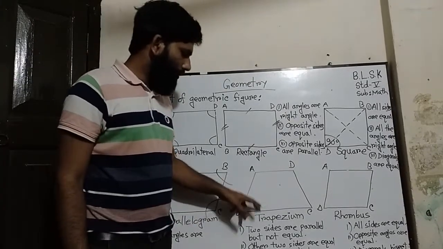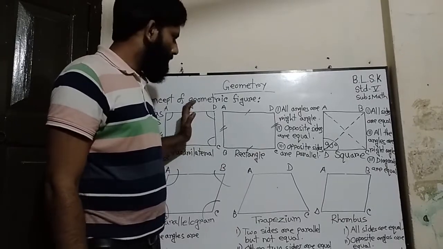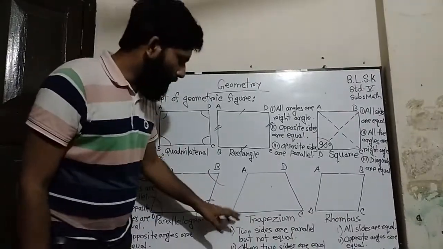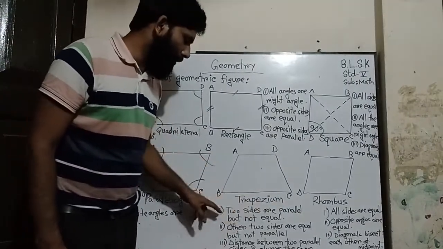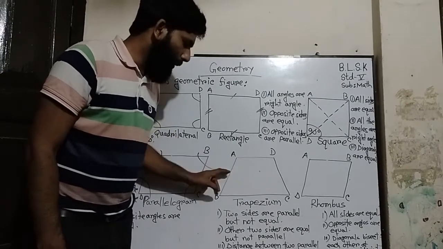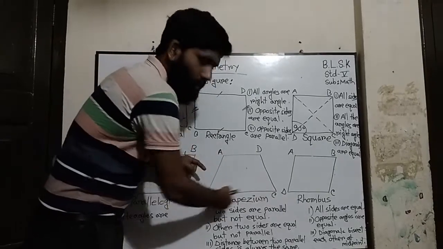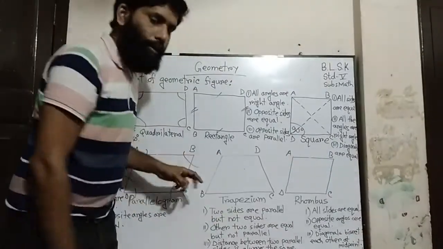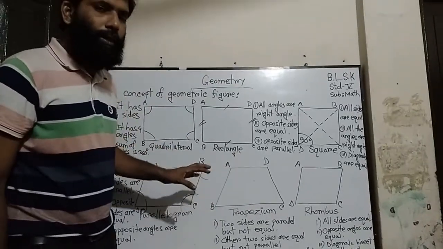Number 5, trapezium. So this shape is just different from the others. That is called a trapezium. The characteristics of a trapezium: number 1, 2 sides are parallel. Look at that. 2 sides are parallel, but not equal. This one is larger than this one. AD is smaller than BC. So 2 sides are parallel, but they are not equal in length.